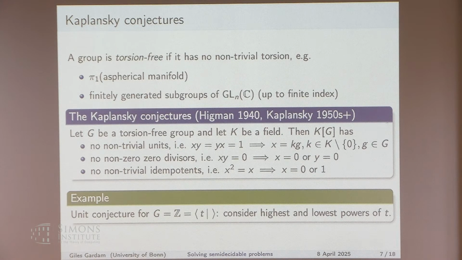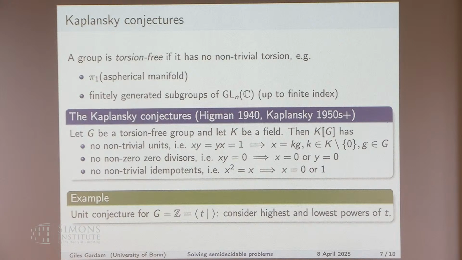For example, what happens if we're talking about the group of integers? Well, for the unit conjecture, I want to show that if I multiply together two things which aren't just some scalar multiple of a power of t, not just these monomials, then I shouldn't be able to get 1 as the answer. And the way we would prove this for the Laurent polynomials is to say, well, I know if I take two Laurent polynomials and multiply them, I can just read off from the input polynomials exactly what the highest power and the lowest power of the product will be, because there won't be any cancellation when I multiply the coefficients of the highest powers in the two factors.